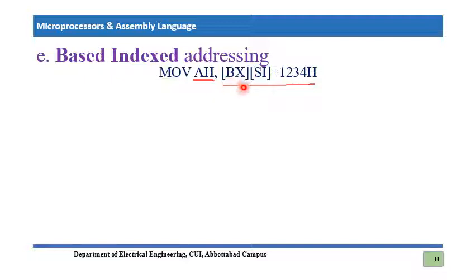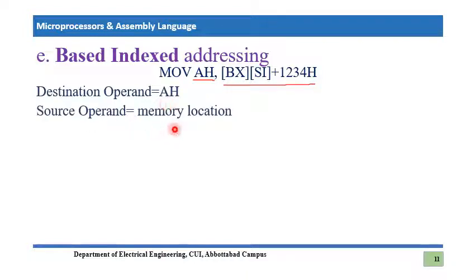This part is a memory operand, and we see here 3 different components: a base register, an index register, and an addition of displacement as well. So the destination operand is AH, the source operand is a memory location, and this time the effective address of this memory location will be a combination of 3 things: base plus source index plus 1234, which is a displacement in hex.